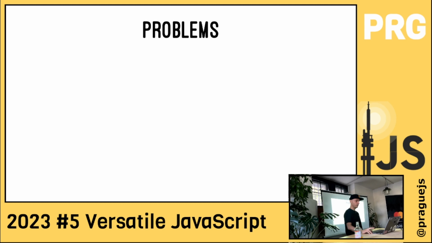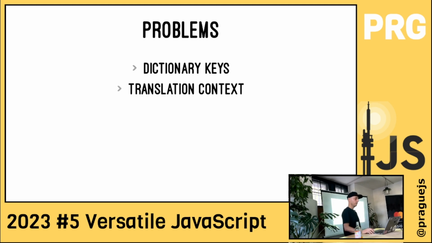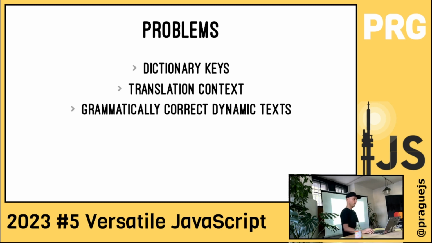So what are the problems we are facing with translations? We struggle with creating the dictionary keys. We are struggling with the translation context, because we basically have to understand where the sentence is being used when we are translating something dynamic. And we want to have these dynamic texts grammatically correct, which is not very easy. To be honest, it's very hard.